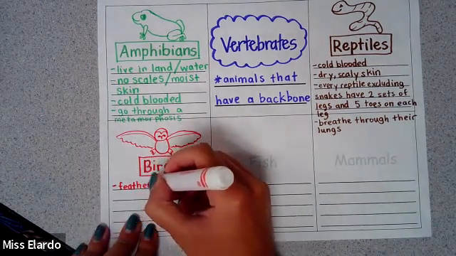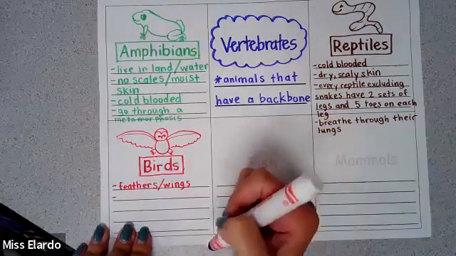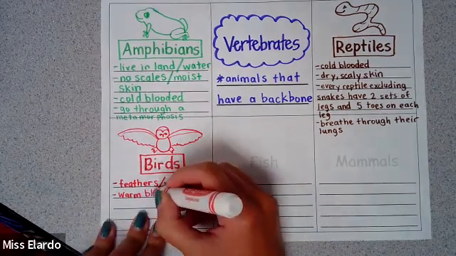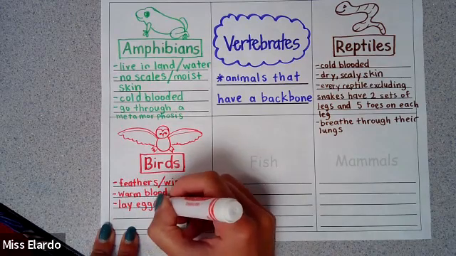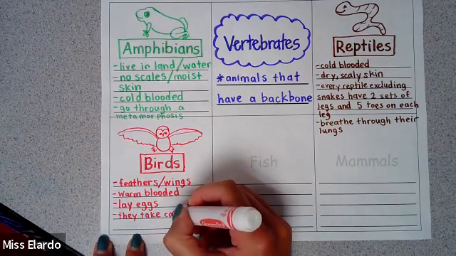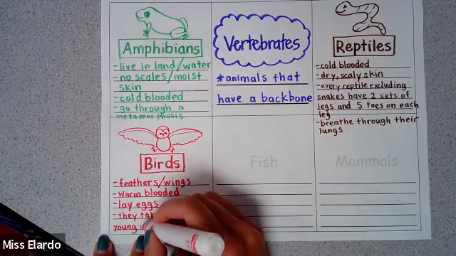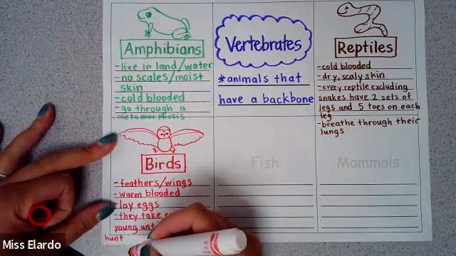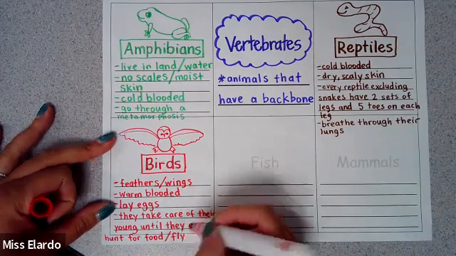Okay, so birds obviously have feathers, as we know. And they also have wings. Birds are different because they are warm-blooded. Birds lay eggs, as you know. And they also take care of their young, which means babies, until they can hunt for food. And of course, fly.